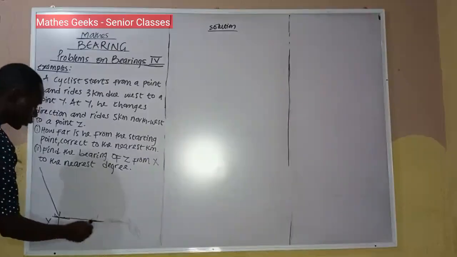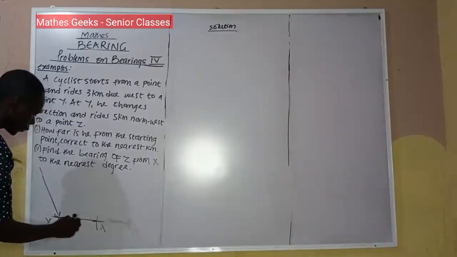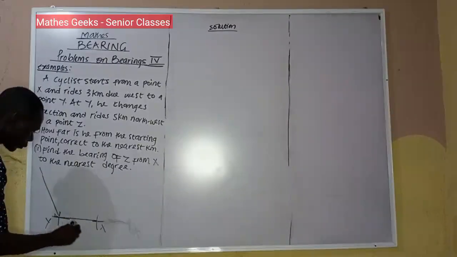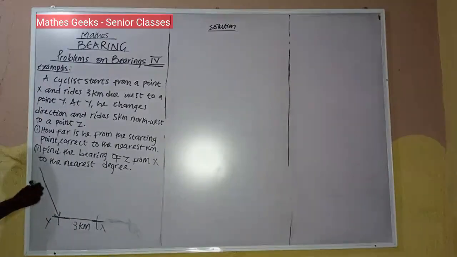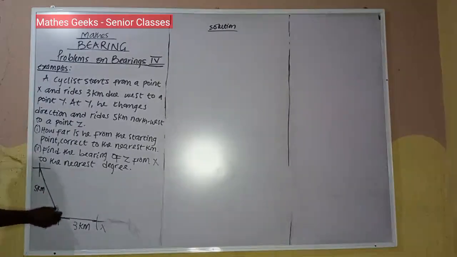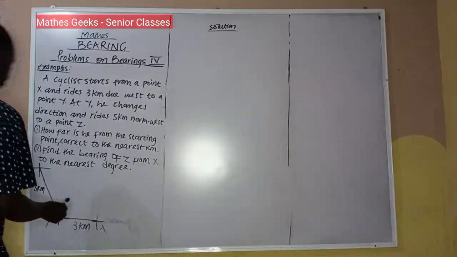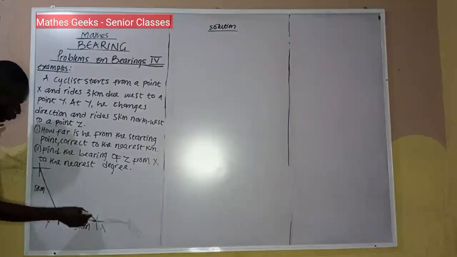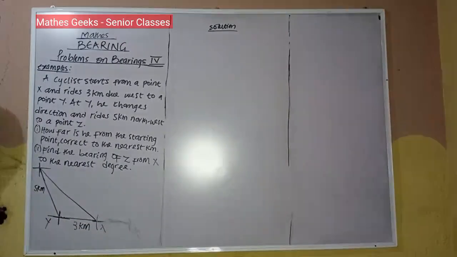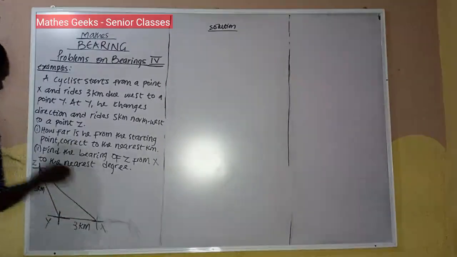So this is point X, 3 kilometers. It's 5 kilometers. Okay. So that is northwest. Alright. So the next thing is to join the 2 points together. So I'm going to start from here. Okay. So this is X. I'm going to call here Z. Point Z. So how far is it from the starting point? This is where it started. This is where the journey ended.